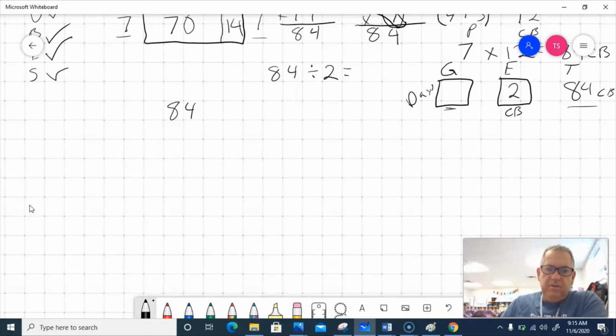Okay, so we could go ahead and figure out 2 groups of 10 is 20. So if I took away 20 from 84, that would signify 10 groups. Okay, I can get even bigger than that.